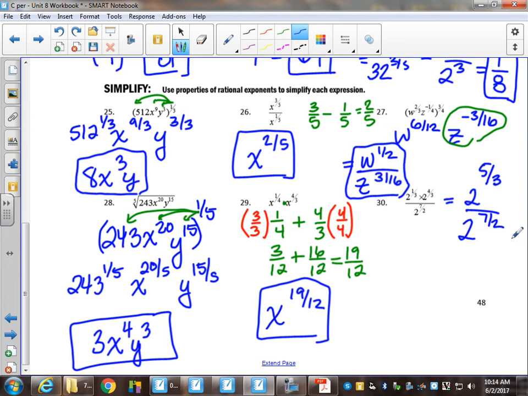We don't touch the bases. Quotient property. The bases are the same. What will we do with their powers? What do I want to do with them ultimately? Subtract them. So let me set that up for myself. I know I can't do it yet, but 5/3 minus 7/2. What common denominator will we work? Good. So to work towards 6, what will you multiply this fraction by?